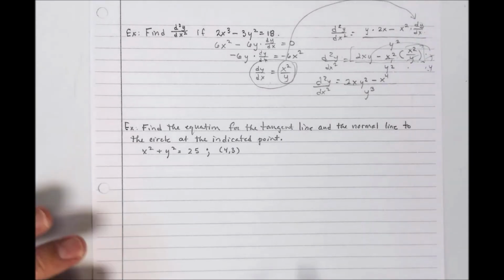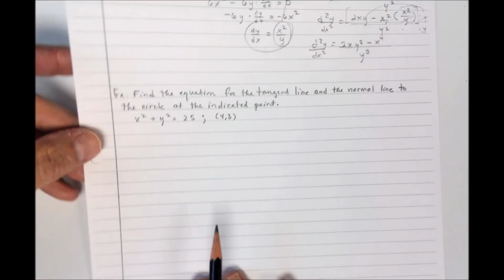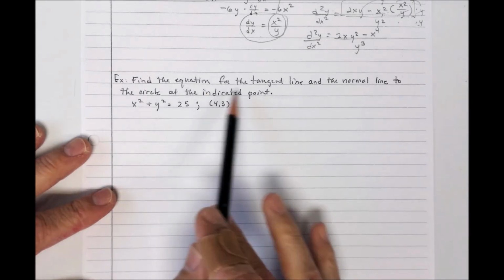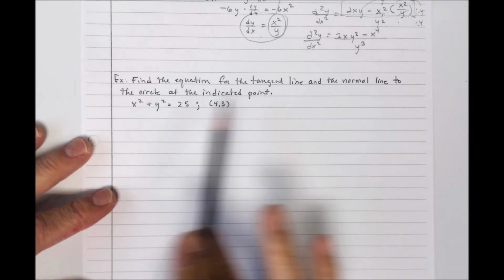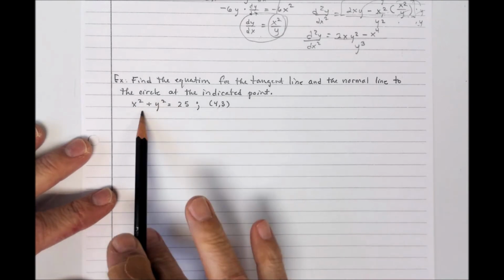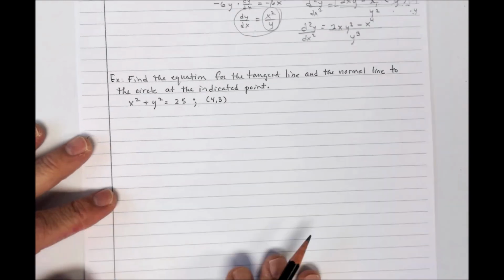Now, before I let this section completely get away from me, I wanted to make mention of the idea of a normal line. Find the equation of the tangent line and the normal line to the circle at the indicated point (4,3). It's x squared plus y squared equals 25. The derivative is going to be nice and easy.